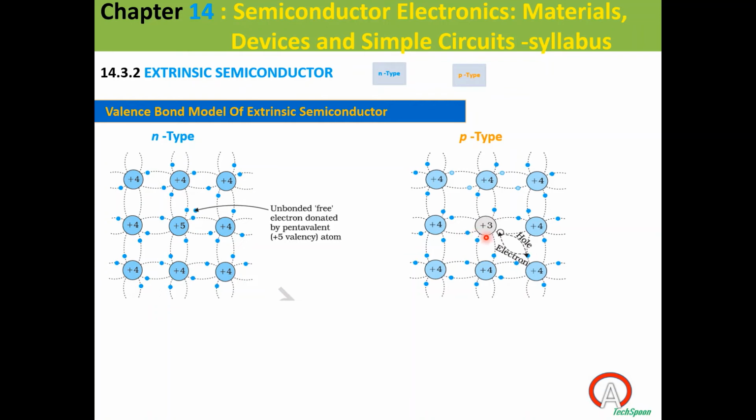Now what happens? How many electrons does this impurity have? I am adding boron. This is N type, which we discussed. Now we are coming to P type. I am adding a boron atom to a silicon crystal. So what happens? How many valence electrons does boron have?